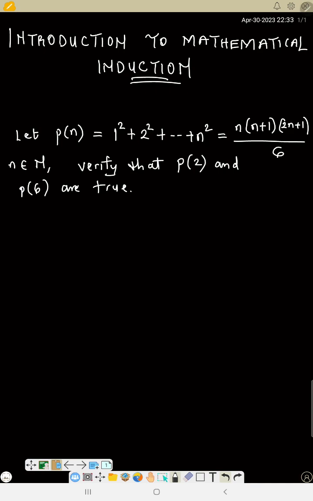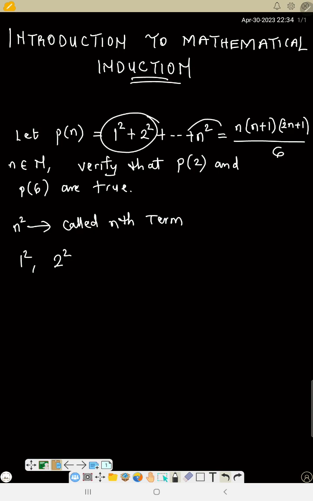Now start from the left hand side. From the left hand side, we have n square. This n square is called the nth term. So it's this n square that will produce all the other numbers. When n is 1, that is 1 square. When n is 2, that is 2 square. So this is the result for the left hand side.